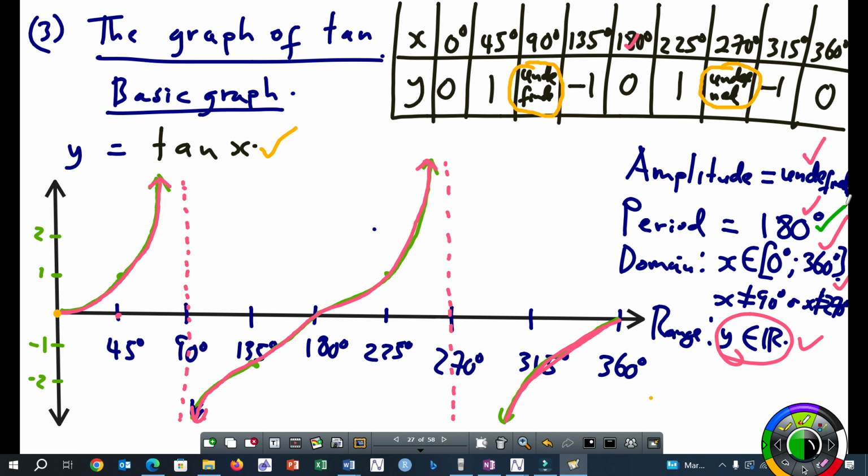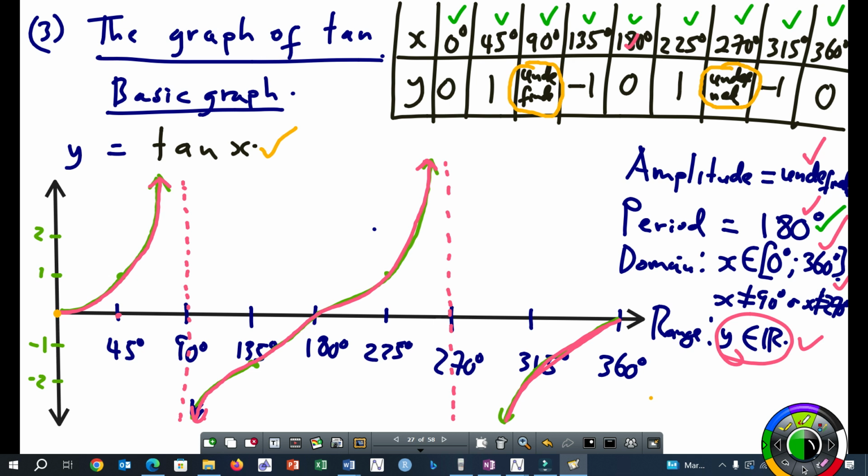The period is going to be 180 degrees. If you divide it by 4, you find that your step on your calculator is going to be 45 degrees. So you start from 0, then 45, 90, 135, 180, 225, 270, 315, then 360.